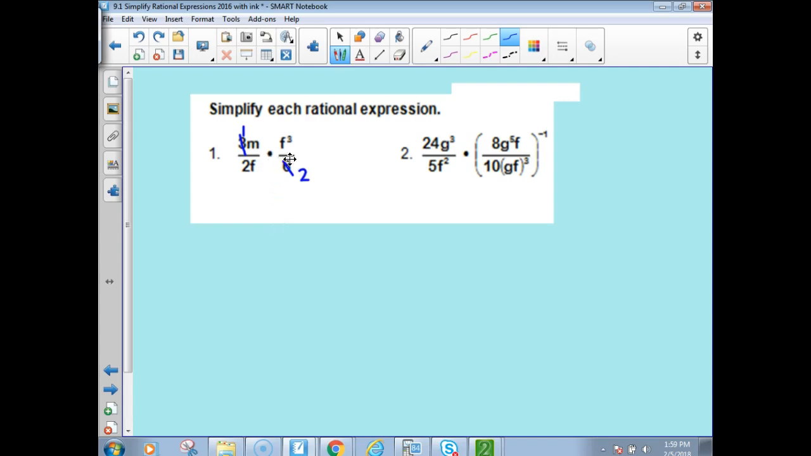Now, I feel like when we start doing too much canceling and writing on these things that we start to get lost and we might mess things up. So I'm going to go ahead and multiply my numerators. That'd be m f to the 3rd, 1 m f to the 3rd. And 2f times 2 would be 4f.